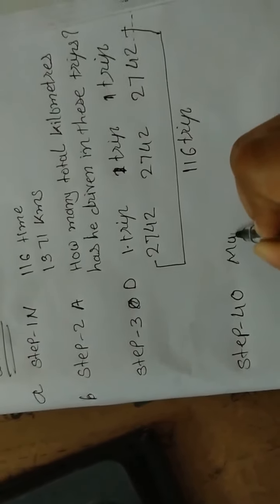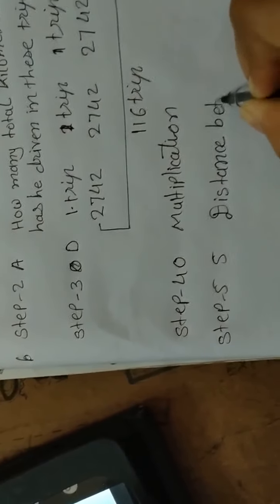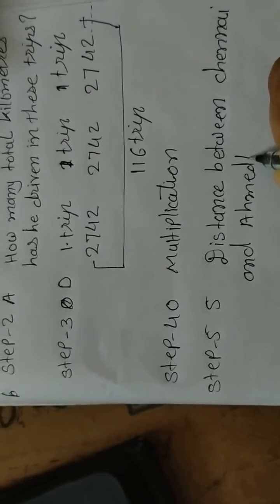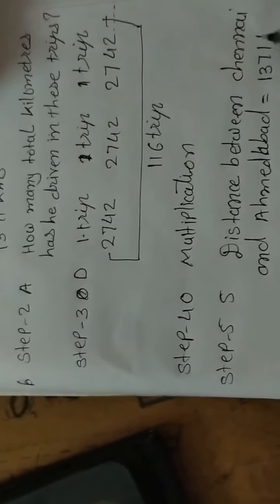Now step 4, operation: we'll use the multiplication operation. And then step 5, solution. So first of all we have to write: distance between Chennai and Ahmedabad is equal to 1,371 kilometers.